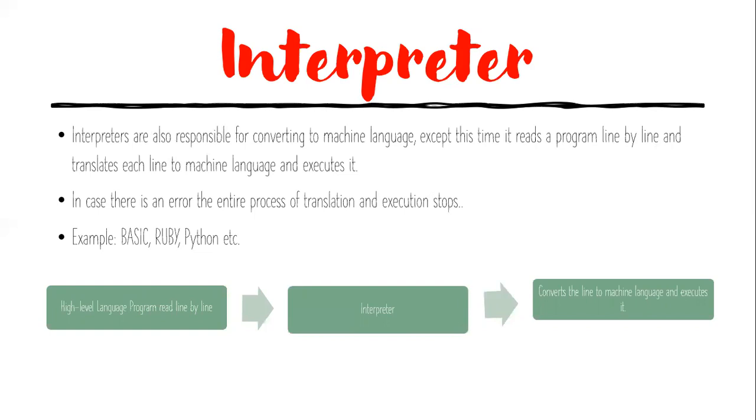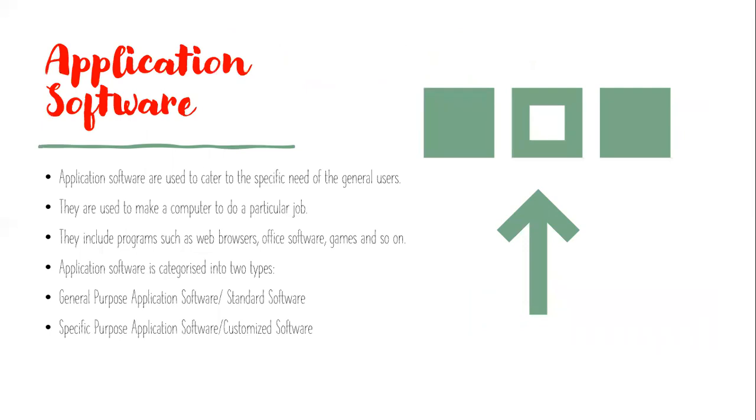Next, we are going to learn about the application software. So basically, application software means what? It is used for the specific needs of general users. For example, take any kind of application, say WhatsApp. There is a specific purpose for that, for each and every person who is using it. So it is used to allow the computer to do a particular job.